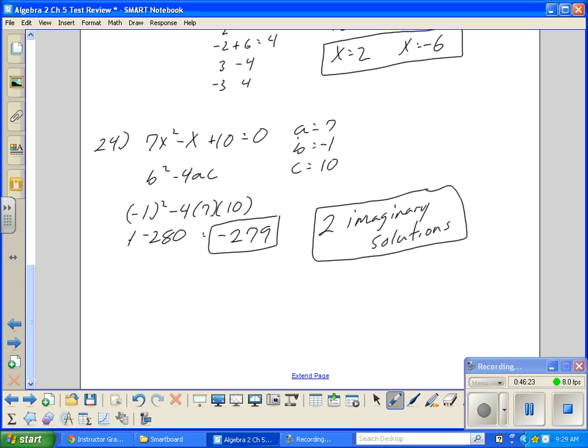Two imaginary solutions. Remember, if your discriminant is greater than 0, or it's a positive number, that means you have two real solutions. If it equals 0, then you've got one real solution. And of course, based on this one, if it's negative, you get two imaginary solutions.